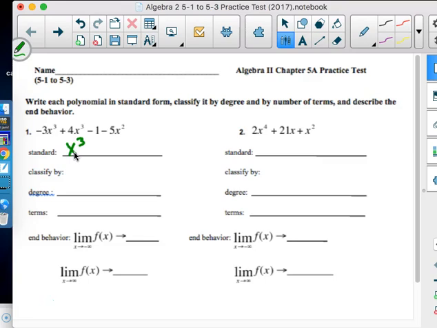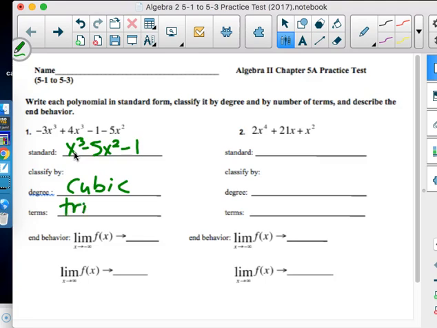Yeah, this is not the best, is it? So maybe look at your paper instead of trying to see what's going on up here. Alrighty, classify by degree. What is the degree? Look at your paper. Don't try and look at this one up here. 3, it's a cubic. Number of terms. Trinomial, but this one had 4. Yeah, you have to have it in standard form first, so don't forget that.